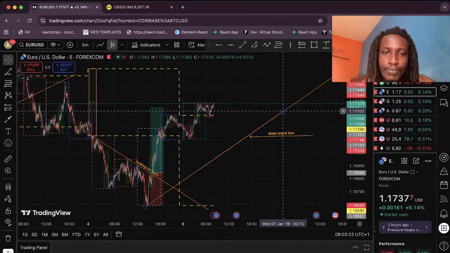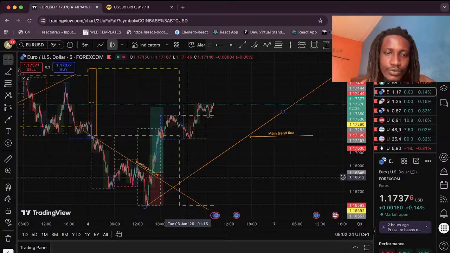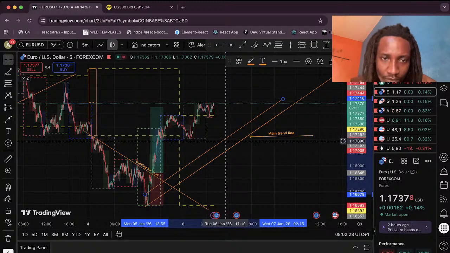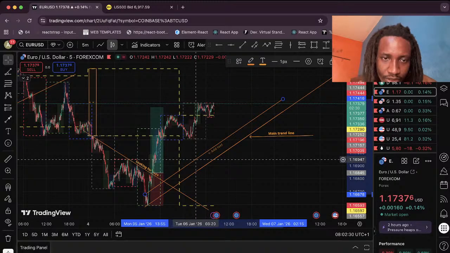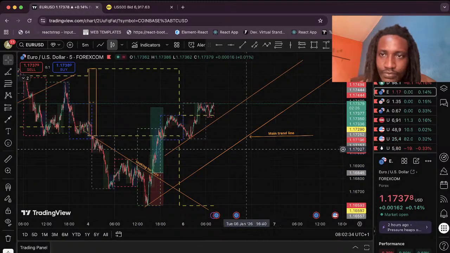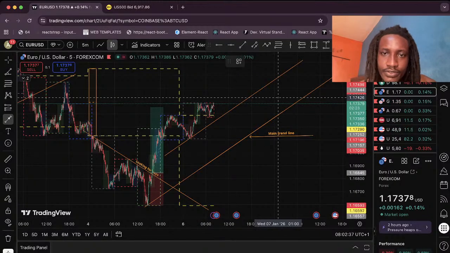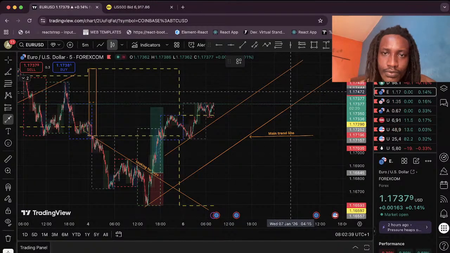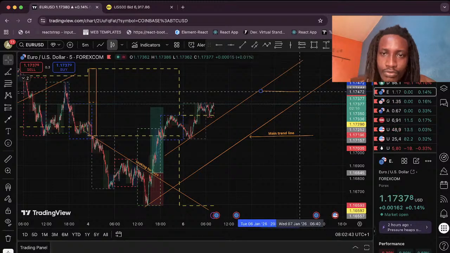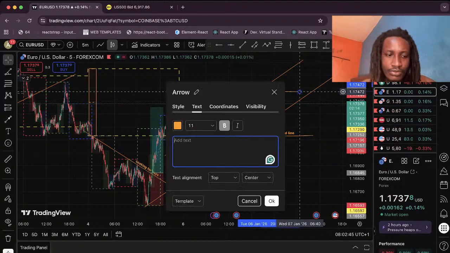Then we will now come up with another trend line. We'll call this trend line, is it secondary? We'll call it secondary trend line. Okay. We'll call this partial trend line, or I don't know, secondary trend line. I don't know. We'll call it secondary trend line.